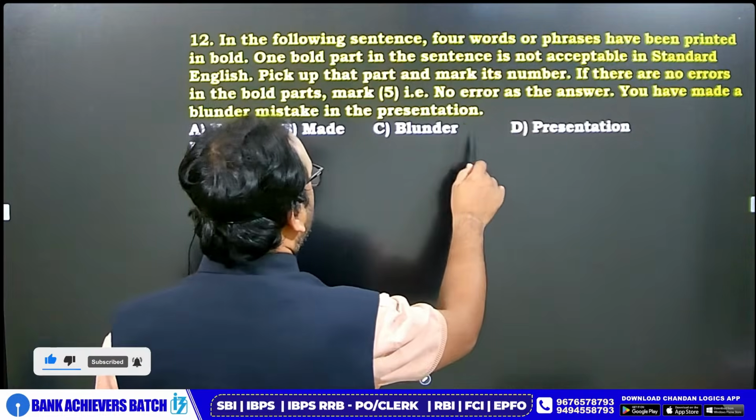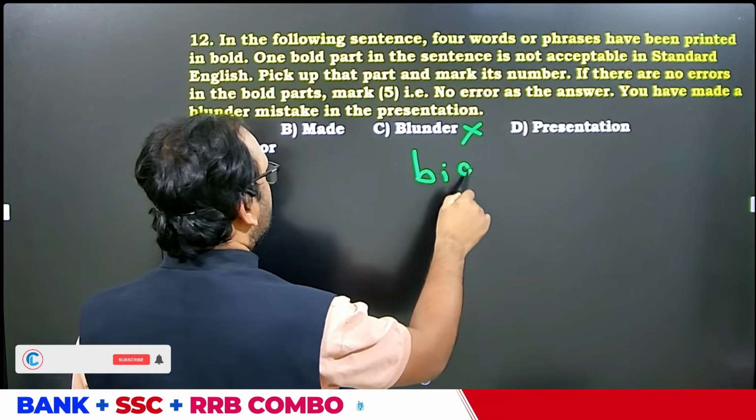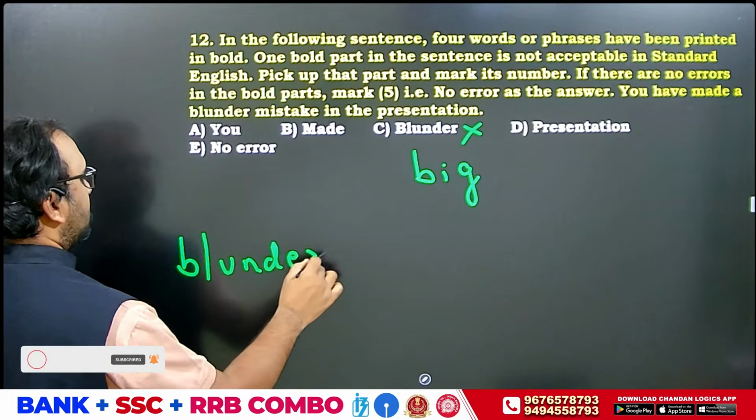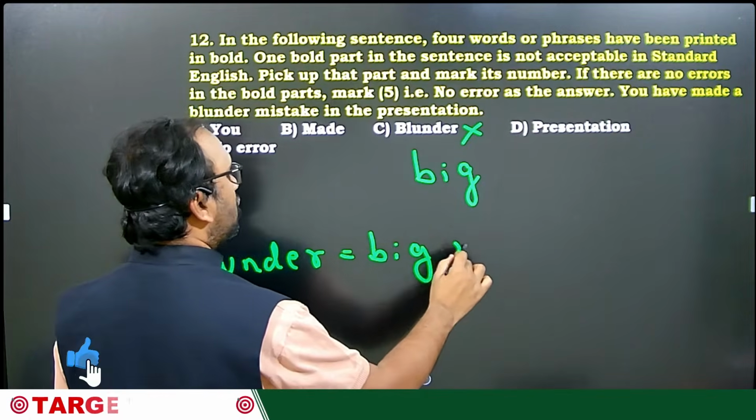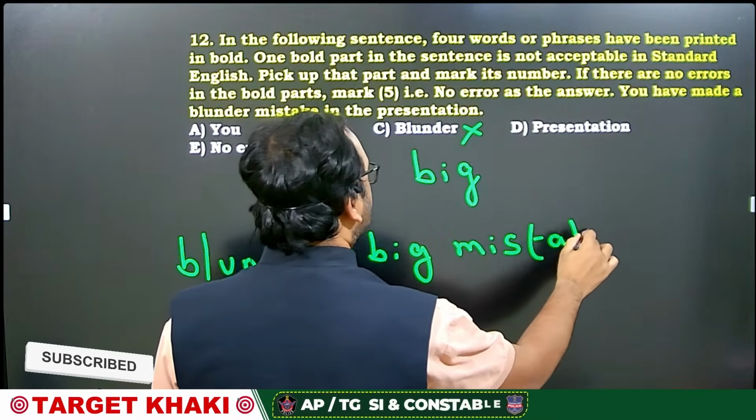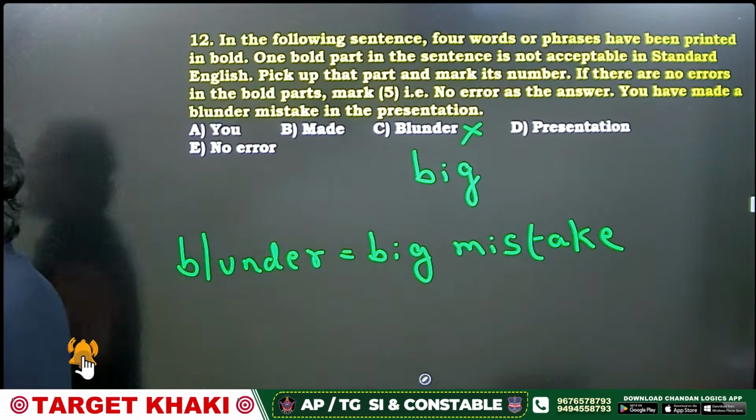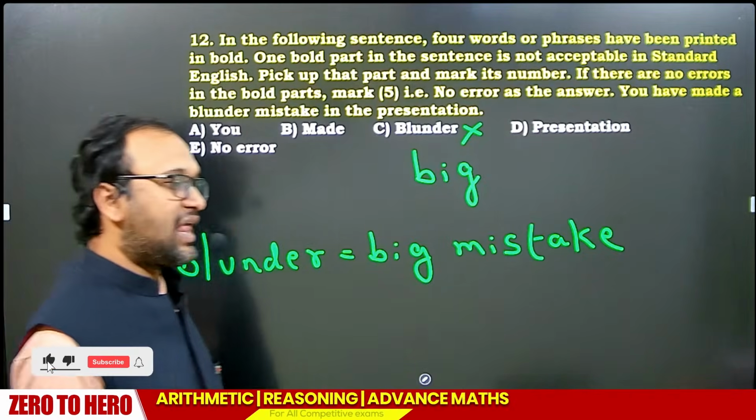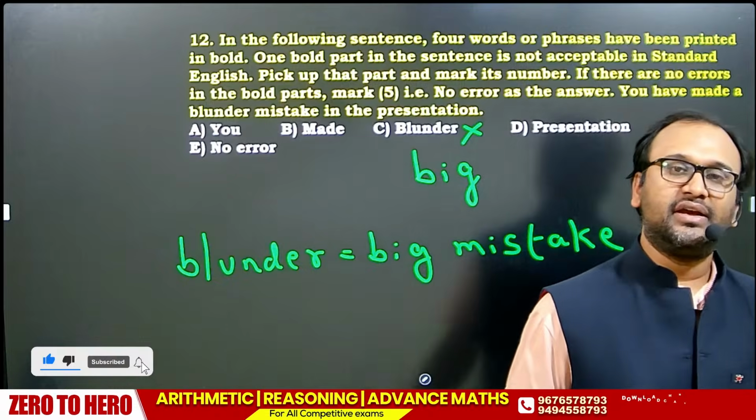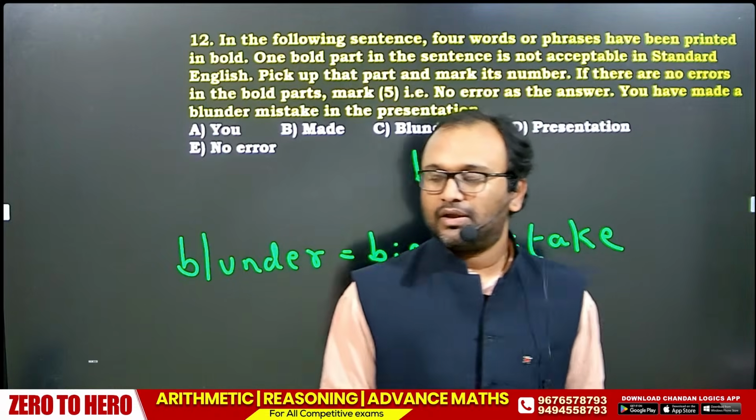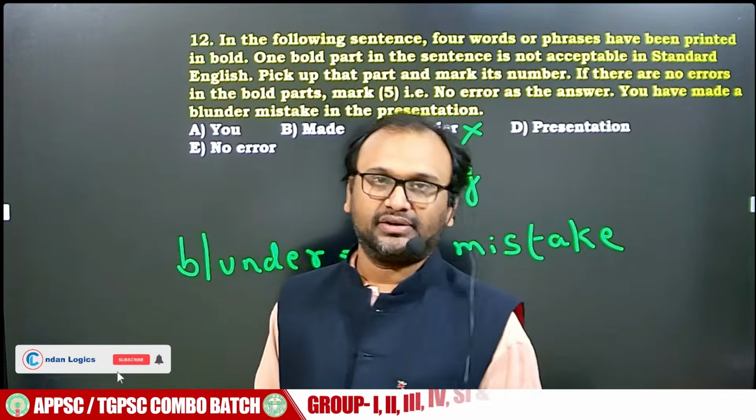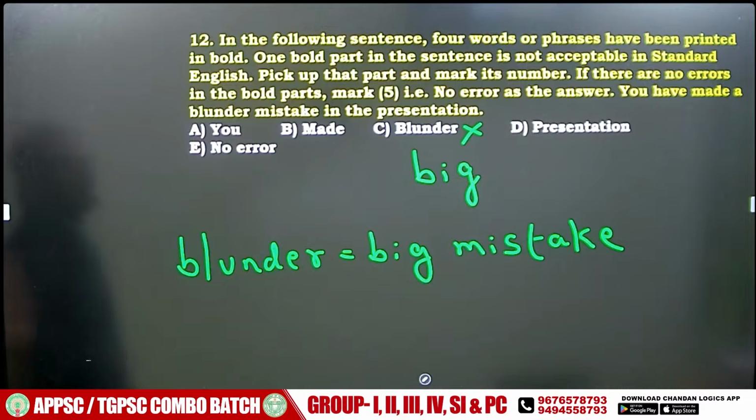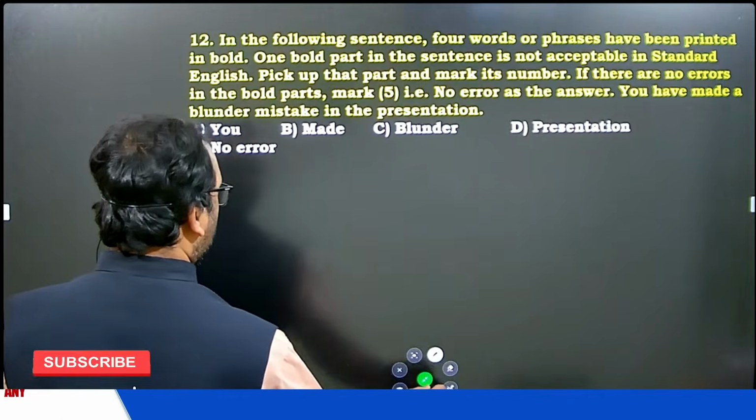In the place of blunder, you can say big mistake, because blunder is equal to big mistake. You can't say blunder mistake. Blunder mistake is a wrong language. Either you say he made a blunder, or you say he made a big mistake. But you can't say blunder mistake.